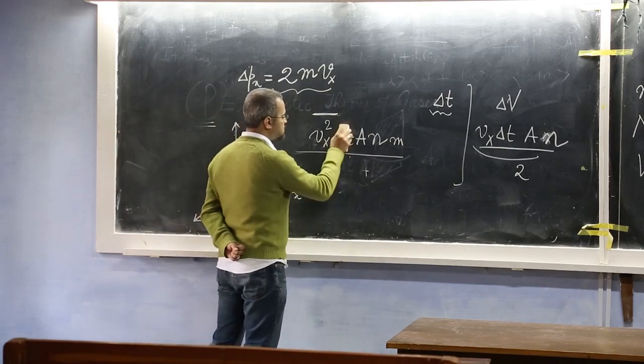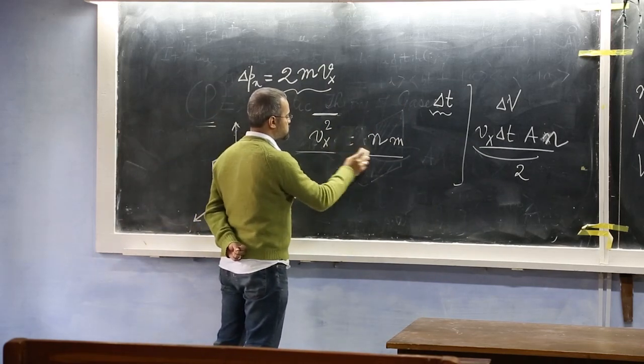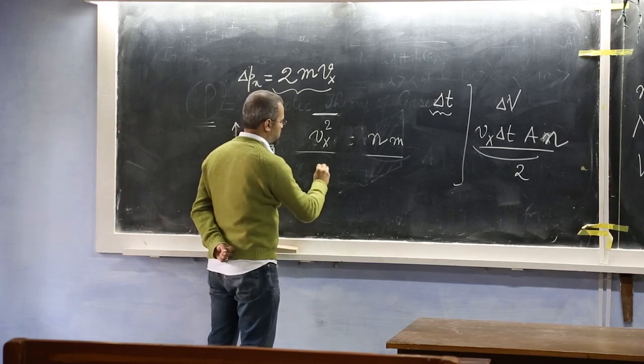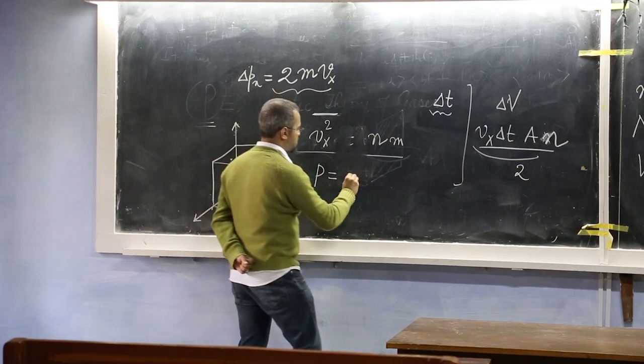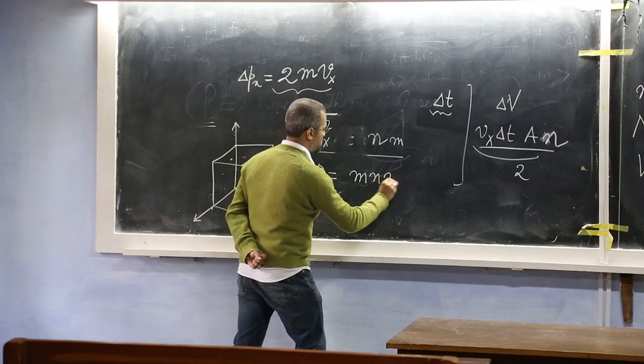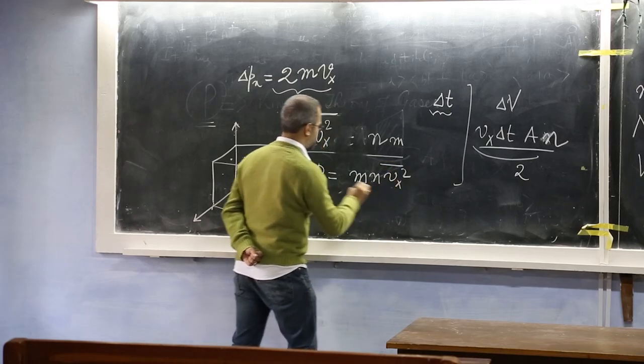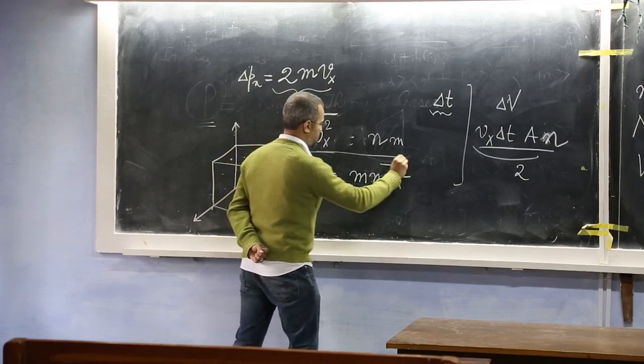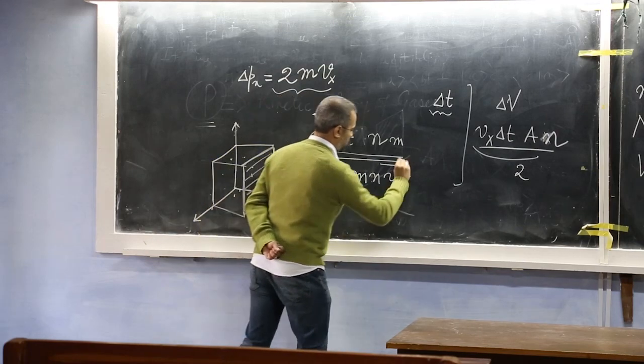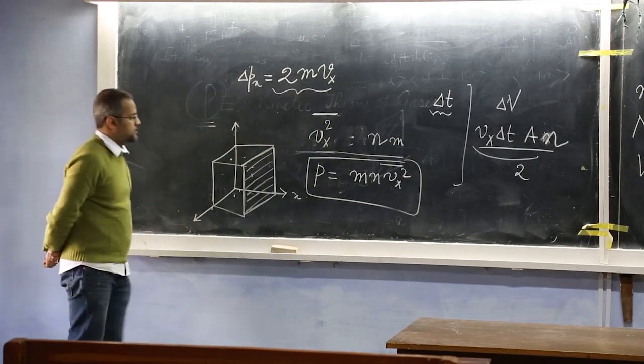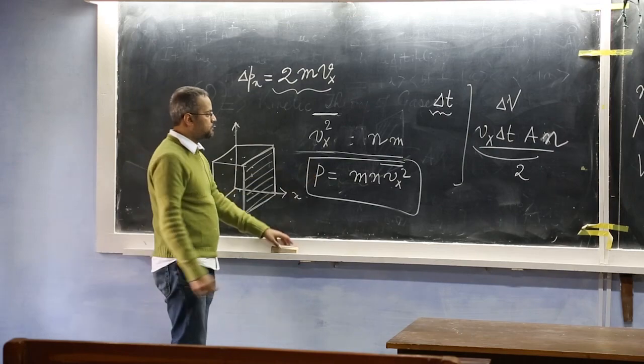So finally we have this expression. When you divide, dt goes, A also goes, and you have the pressure as m n vx square average. So this is the expression for pressure.